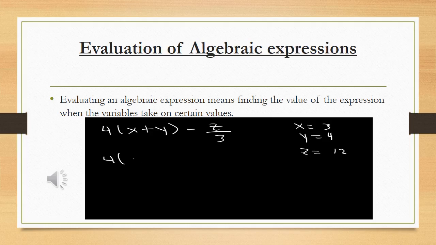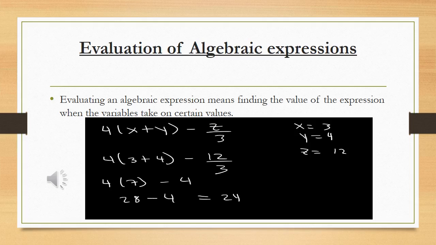So once again, all we need to do is replace x and y with 3 and 4, and then substitute z with 12. 3 plus 4 is 7, and 12 divided by 3 is 4. 4 times 7 is 28. 28 minus 4 is 24. And so that's the answer for this example. So as you can see, you just got to perform the operations when evaluating expressions.